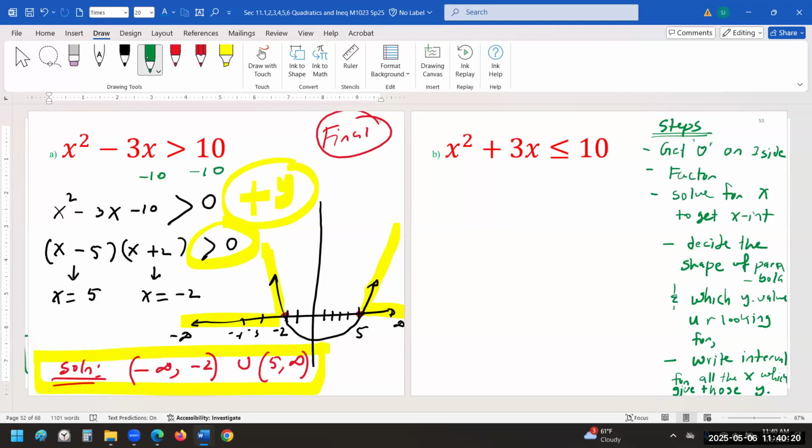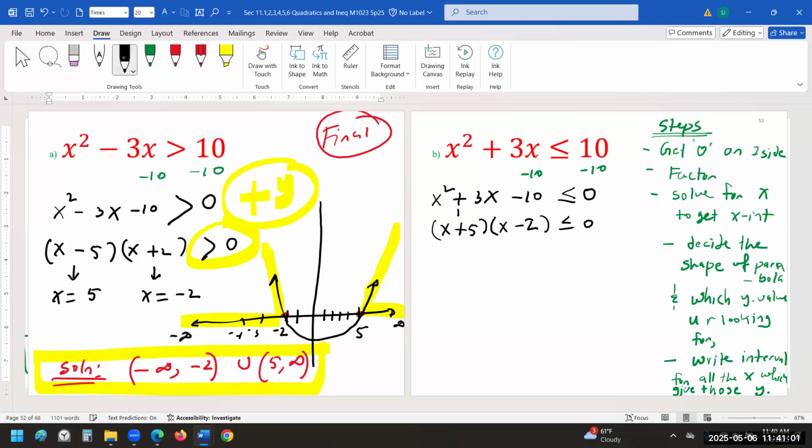So here I wrote down all the steps. First, we have to see 0 on one side. If you don't see 0, we always have to see 0, so we subtract 10. And we get x squared plus 3x minus 10 less than or equal to 0. Second step, factor if possible, and then solve for x because we are looking for x-intercept. So is it factorable? Which two numbers multiply to negative 10 and combine to positive 3? Positive 5 and negative 2.